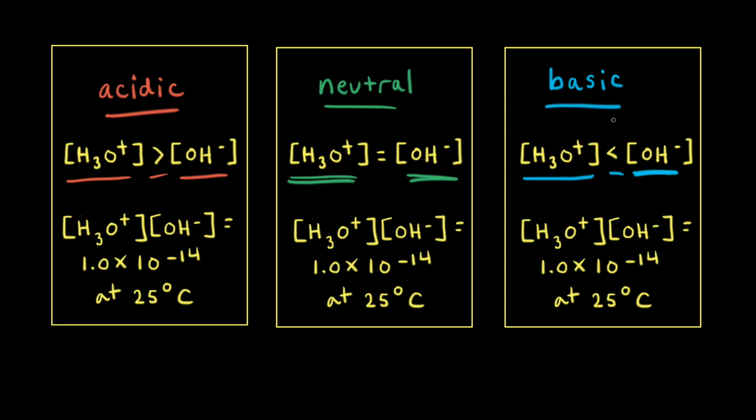And the equation that we've already talked about, the concentration of hydronium ions times the concentration of hydroxide ions, is equal to Kw, which is equal to 1.0 times 10 to the negative 14 at 25 degrees Celsius. This equation is true if you're dealing with an acidic solution, a neutral solution, or a basic solution. And I'll call this equation the Kw equation from now on.